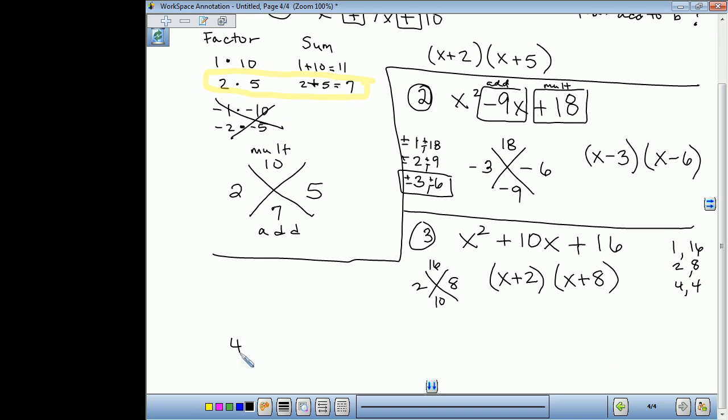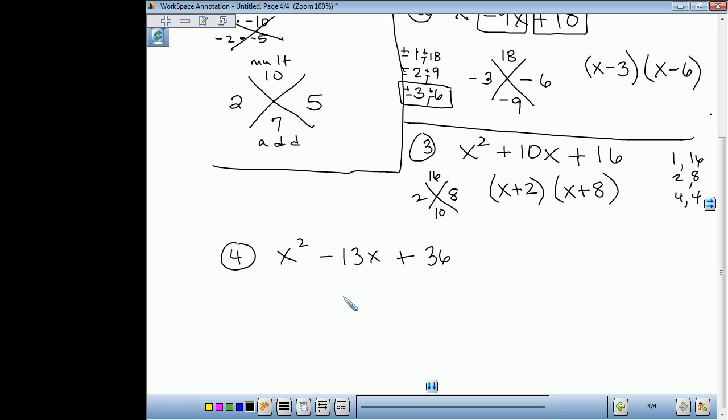Let's try one more, and then we're going to do ones where the signs have to be different. x squared minus 13x plus 36.